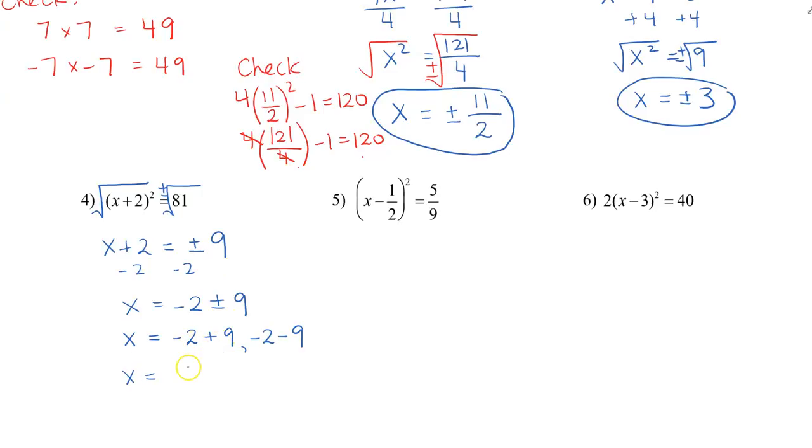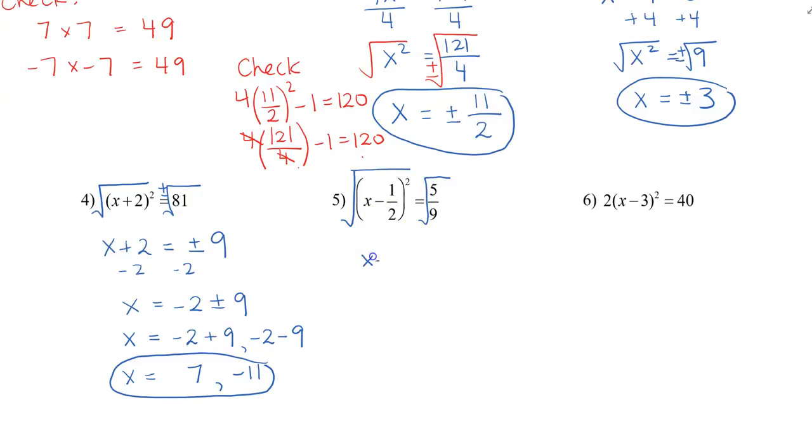Negative 2 plus 9 is 7, and negative 2 minus 9 is negative 11. So there are our two solutions again. And then you can check them to verify that they work. Okay, in the second one, again, the binomial is already isolated, so it's just a square. So we're going to square root both sides.